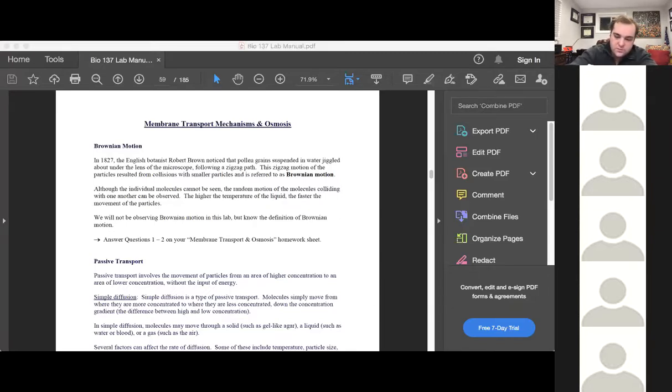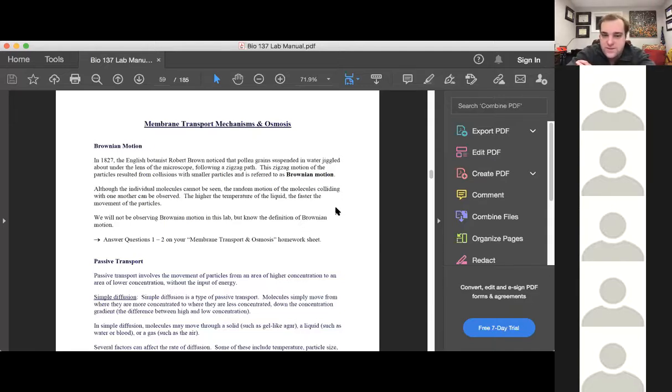Sorry, I'm not sure if this microphone is working. Let's talk about Brownian motion. Brownian motion, the definition I'm going to use, is the motion or random movement of atoms and molecules, very small, and they're just zigzagging around.